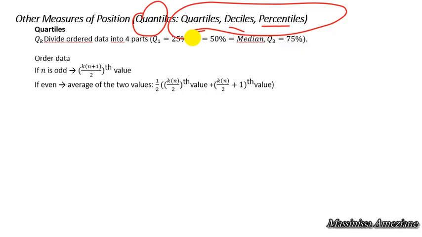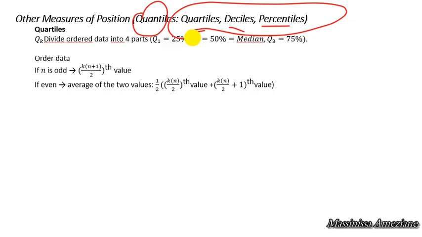Let's start with the quartiles. The quartile QK, let's call it K, divides data into four equal parts. Q1 means 25%, Q2, which is exactly the median, is 50%, and finally Q3 gives the lowest 75% of data. So how to find the quartiles?